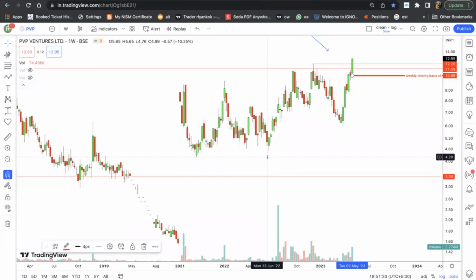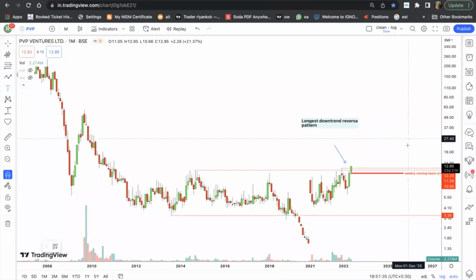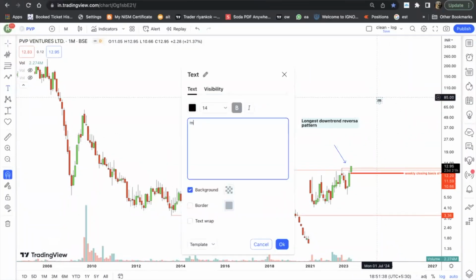Why am I saying for the time being? Because monthly closing is still awaited, right? There are still close to how many days? 20, 25 odd days. By monthly closing, guys, I mean the end of month closing, which will come on 31st of May. So if the monthly closing is above 1220, then it will be a valid longest downtrend reversal.